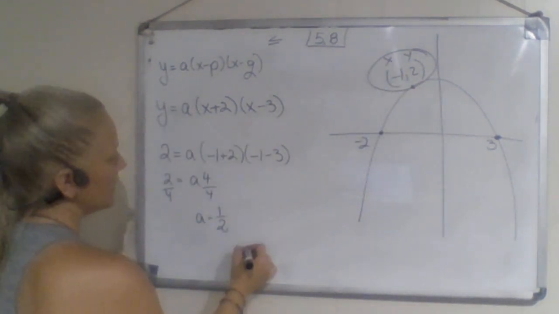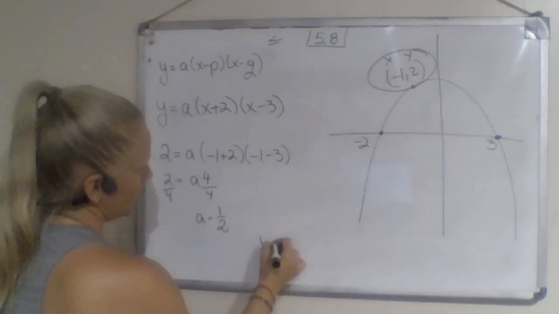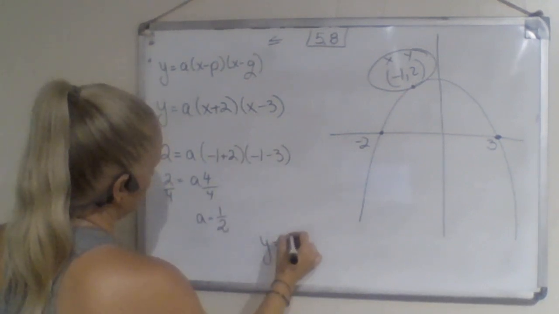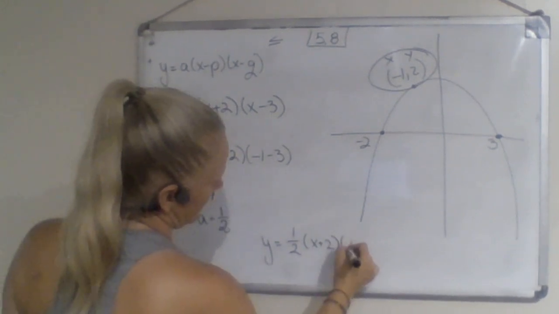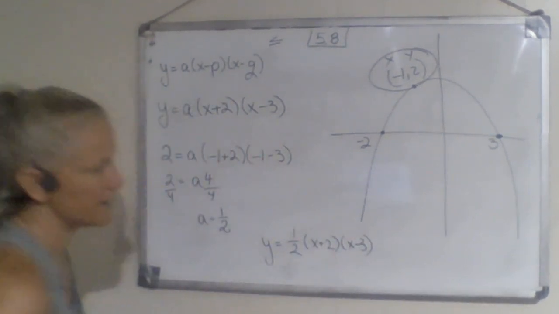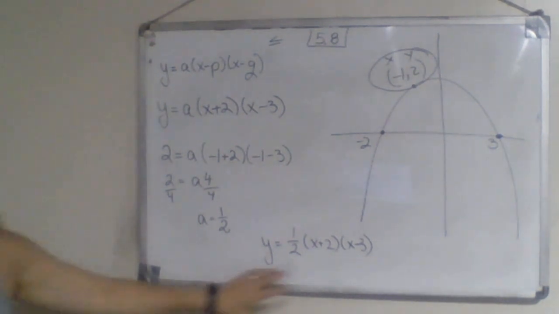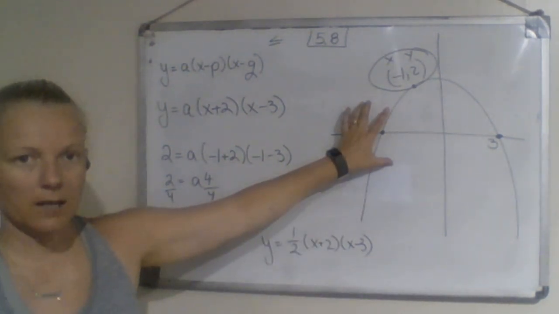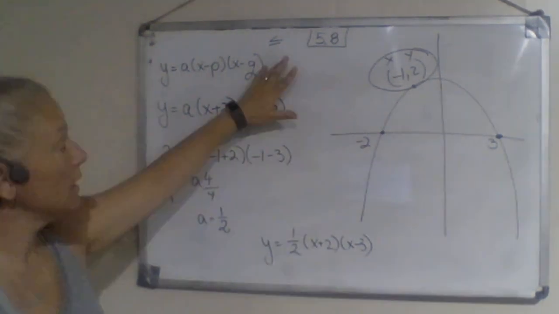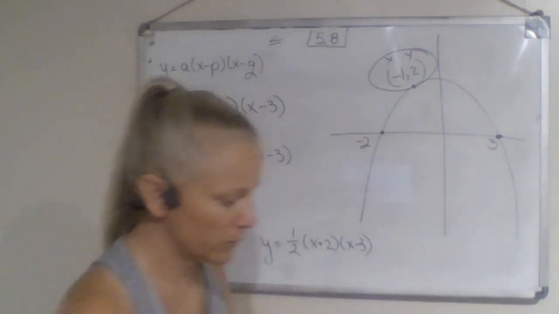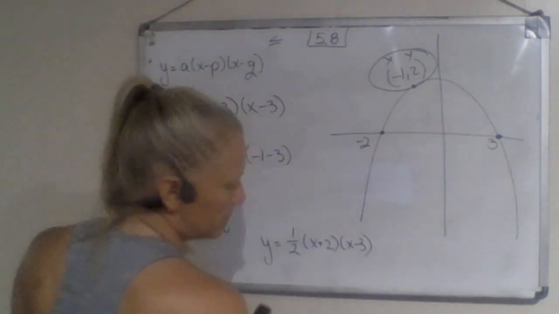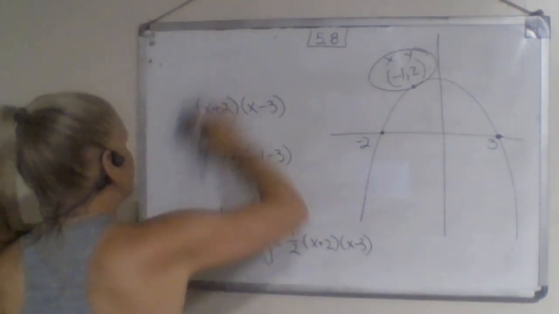I can now write this as y equals 1 over 2, x plus 2, x minus 3. And that is the equation for this graph. Okay? How did I know to use the intercepts? I looked at what they gave me. They gave me the intercepts. That's what I'm going to use. We have another example. This is example 2. I did them out of order.